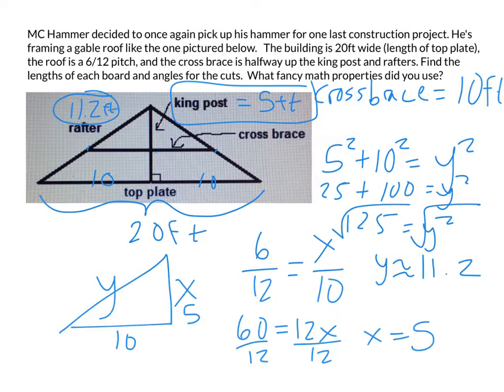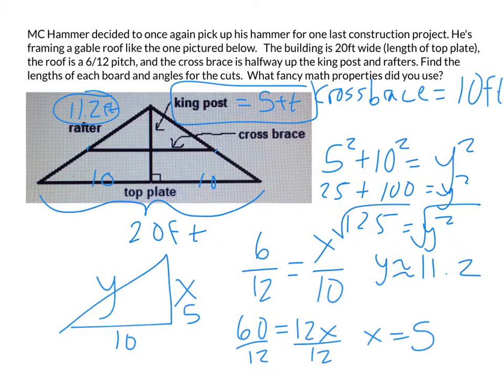feet. I got my king post is 5 feet. I've got my top plate was given to me as 20 feet. My cross brace I know is half that, 10, because it is the mid segment. Since it's halfway up, it's at the midpoint of it, right? I do need to figure out some angles though. So what would my angle be down here?